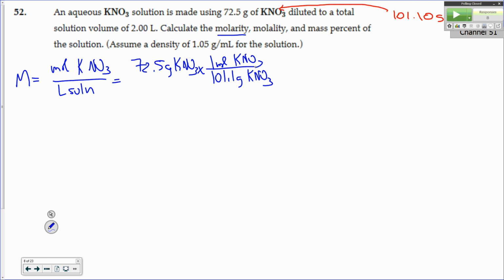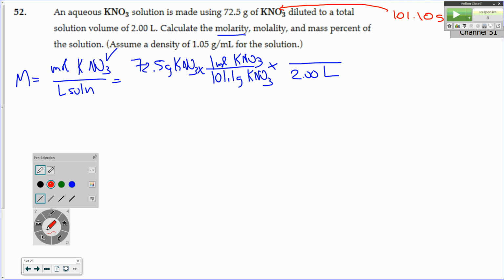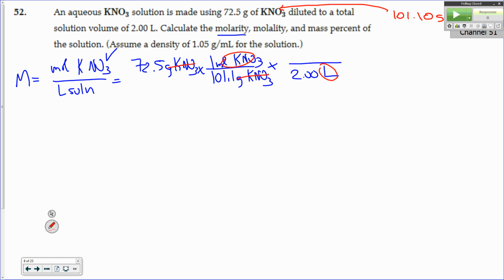So now I've got the moles of solute. I need to divide that by the liters of solution. It tells me that there's 2 liters of solution, so I just put that on the bottom. In terms of my units, grams and grams cancel out. I've got moles over liters. That's where I want to be. So the problem's set. That's the easy one.